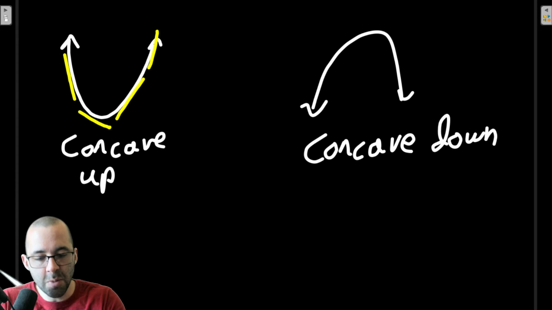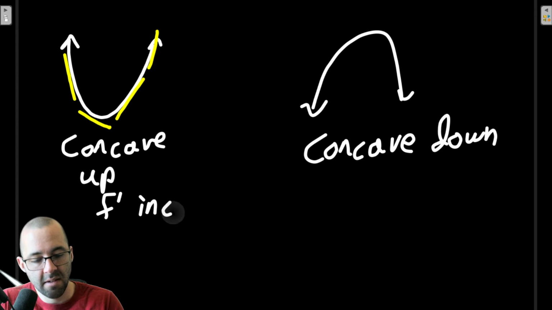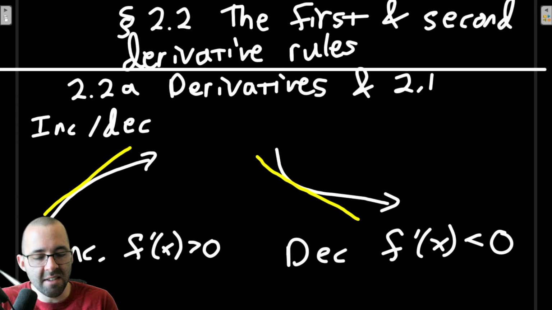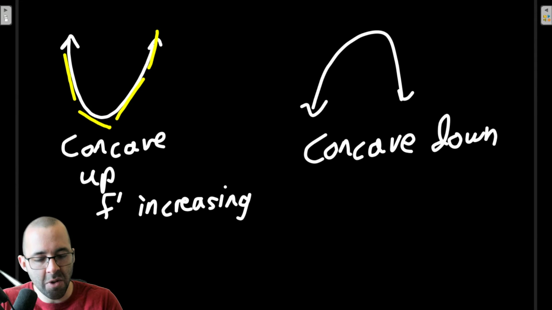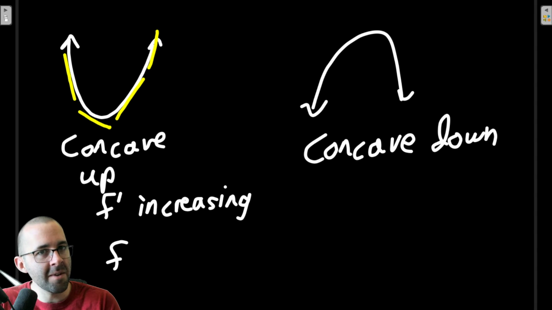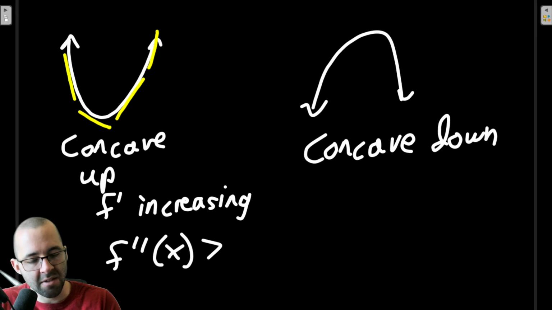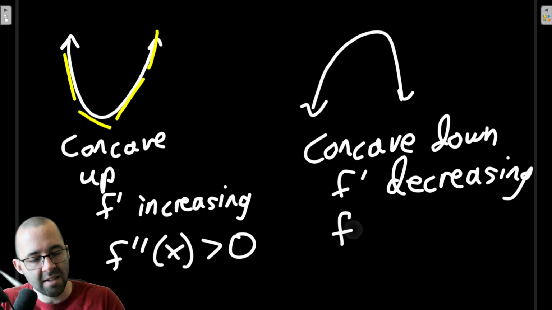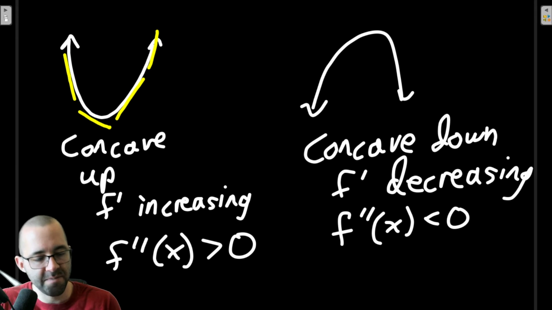Since these slopes are increasing, we can say f prime is increasing. Well, we just talked about this: if something's increasing, its derivative is positive. So f prime is increasing, so the derivative of f prime is positive. What's the derivative of f prime? f double prime. So concave up is just when the second derivative is positive, and similarly, concave down is when f prime is decreasing, which is when the second derivative is negative.